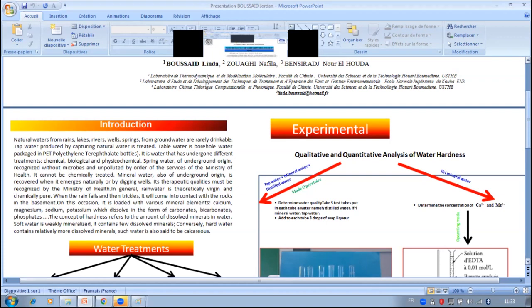The concept of hardness refers to the amount of dissolved minerals in water. Soft water is weakly mineralized. It contains few dissolved minerals. Conversely, hard water contains relatively more dissolved minerals. Such water is also said to be calcareous.